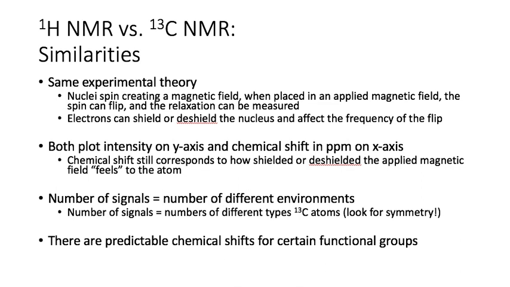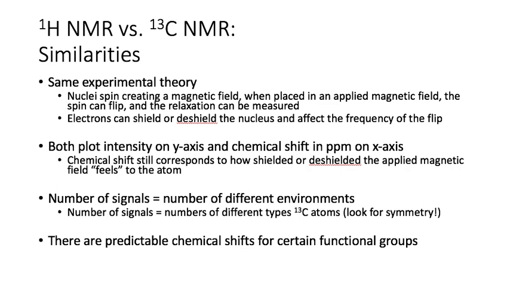Some of the similarities include the same experimental theory. You still have nuclei that spin because they have protons that have a charge. So they spin, they create their magnetic field. When they're placed inside of an applied magnetic field, the spin can flip and then the relaxation can be measured and then you can plot it. The electrons that are also spinning around the nucleus can either shield or deshield the nucleus and affect the frequency of the flip and relaxation and where you would see it.